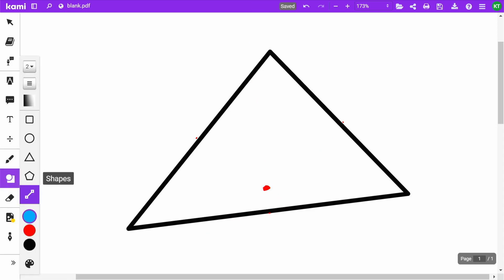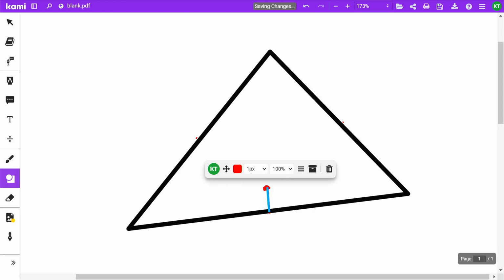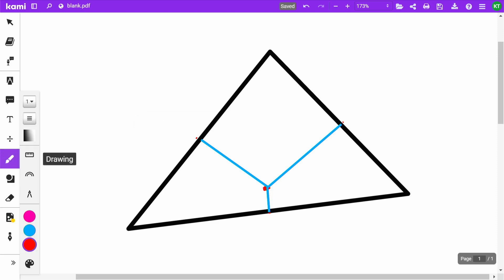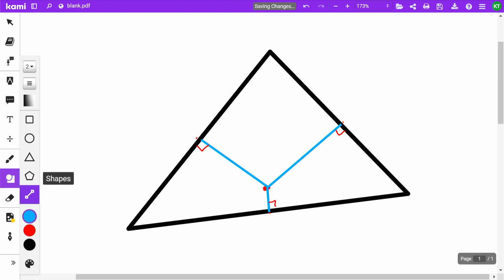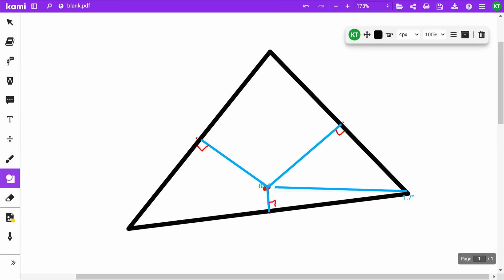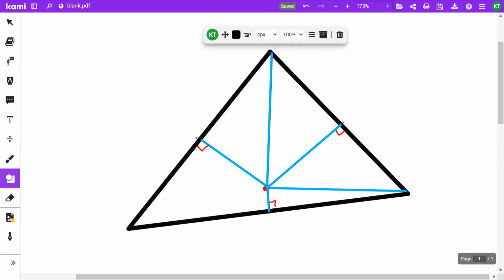So from each point, I have this one here, and then this one here. And again, we're going to say that each one of these is going to be perpendicular. And the thing with circumcenters is that from each one of our vertices of this triangle to the circumcenter, they are going to be equally distanced. So here to here, here to here, and then here to here.